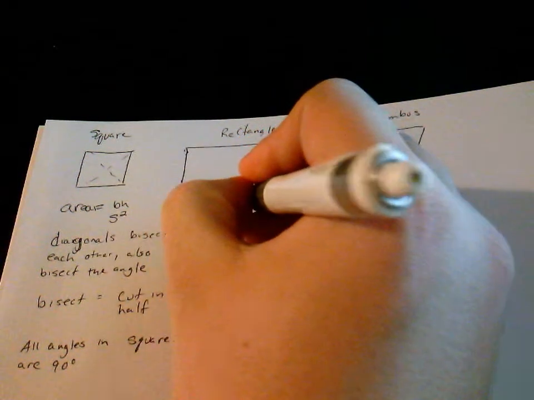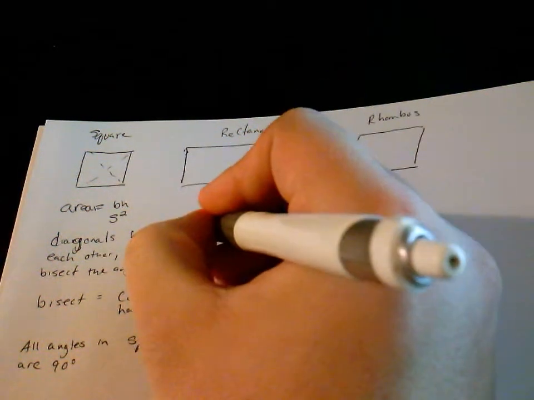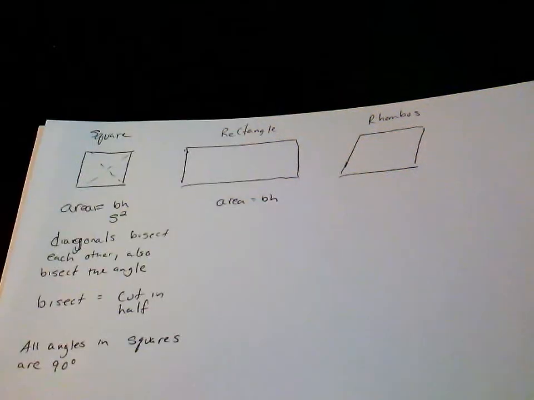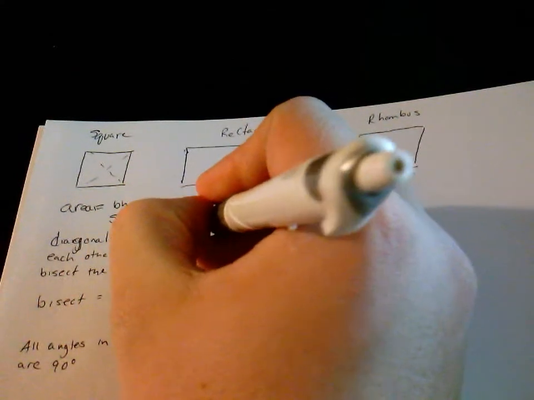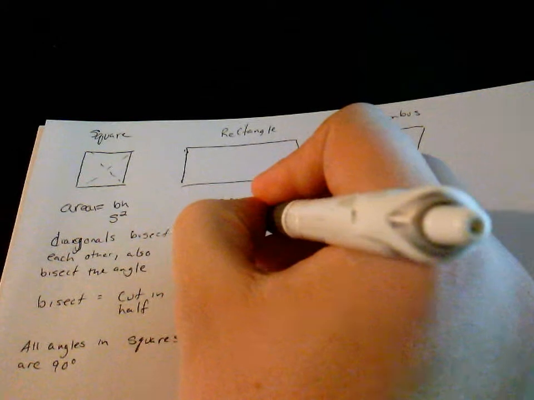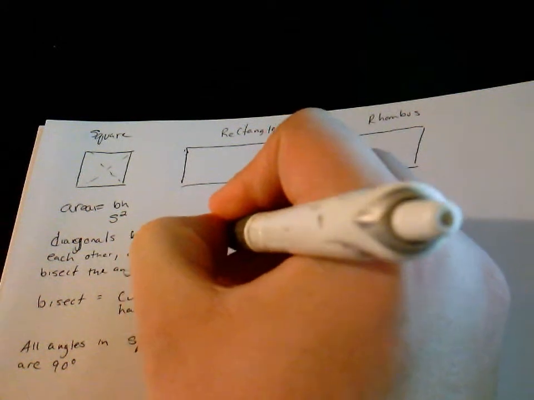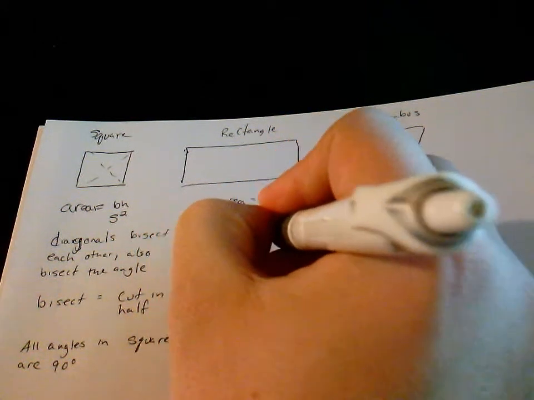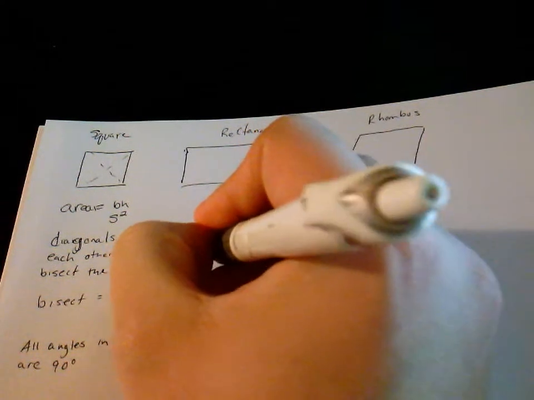Rectangles the same way. Area is base times height. The diagonals just bisect each other. They do not bisect the angles. And all angles in rectangles are 90 degrees.